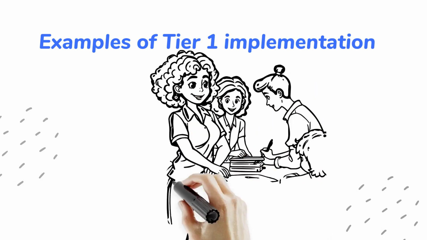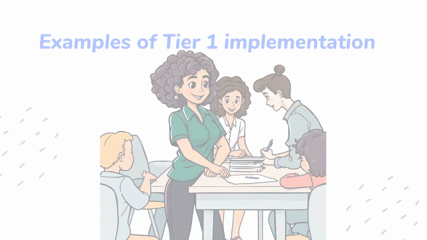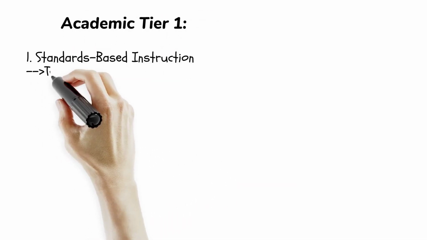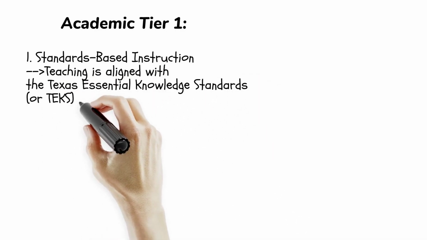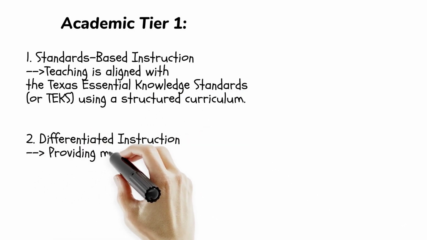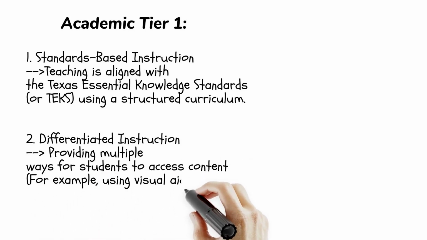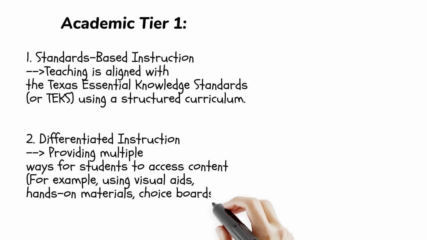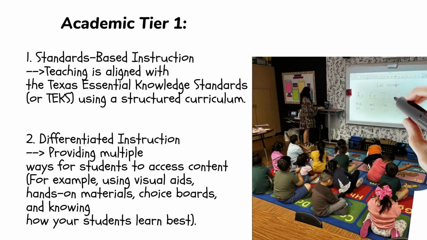Here are concrete examples of Tier 1 implementation in a classroom setting. Academic Tier 1 examples. 1. Standards-based instruction. Teaching is aligned with the Texas Essential Knowledge Standards, or TEKS, using a structured curriculum. 2. Differentiated instruction, providing multiple ways for students to access content. For example, using visual aids, hands-on materials, choice boards, and knowing how your students learn best.